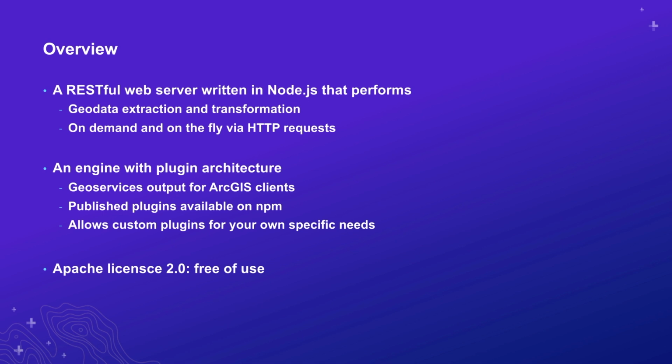to ArcGIS clients. There are a lot of other published plugins for Koop on NPM. So for example, there are plugins for accessing data on GitHub, or file GeoJSON data, or CSV data. And then there are plugins for transforming what's coming out of Koop into things like vector tiles or geoservices. Important to note that it's pretty easy to write your own plugins for your own specific needs. And finally, just a note on licensing, Koop is Apache licensed and it's free to use.